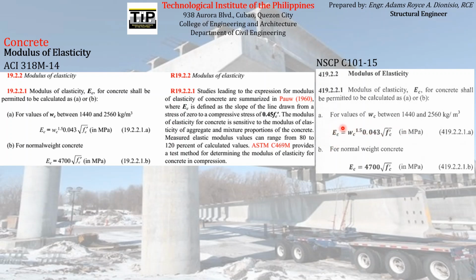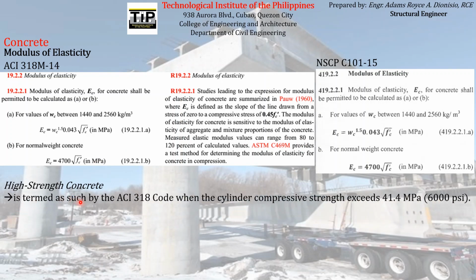The value of the modulus of elasticity is dependent on two factors. One is the weight of the concrete and the other is the compressive strength of concrete. You have to remember that the modulus of elasticity is dependent on the compressive strength used in the formula. But the formulas that you can see in the code are applicable for normal strength concrete only. In the case of high strength concrete, we don't usually use these formulas.